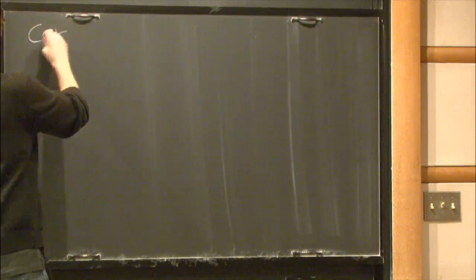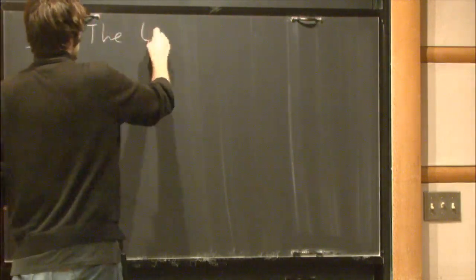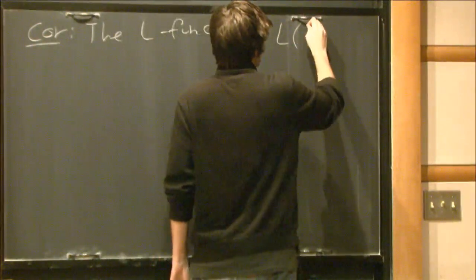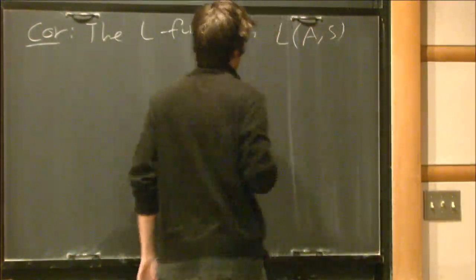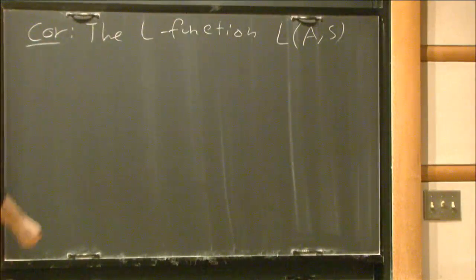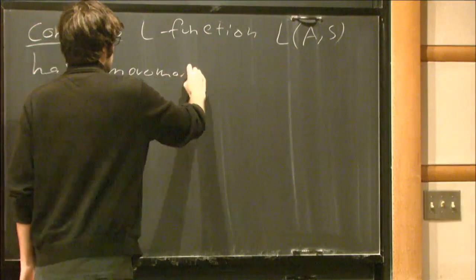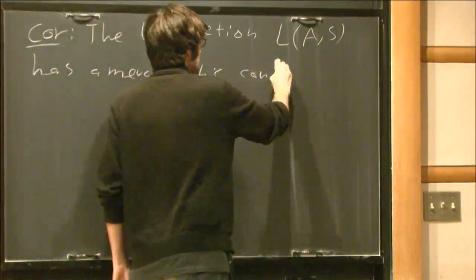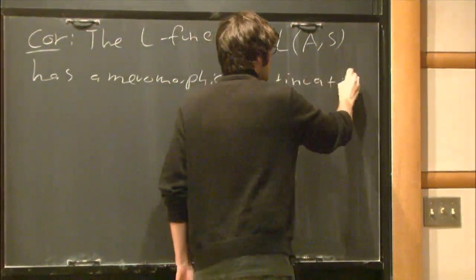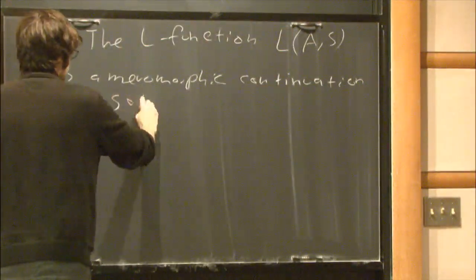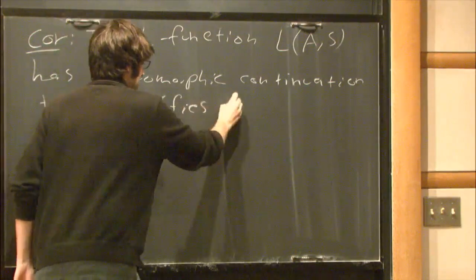So the first point is that this is actually good enough to get the L function L(A, s) has a meromorphic continuation to C and satisfies the expected functional equation.